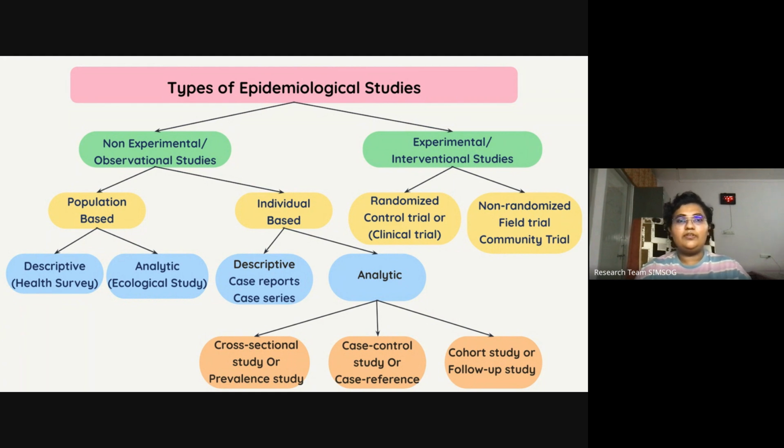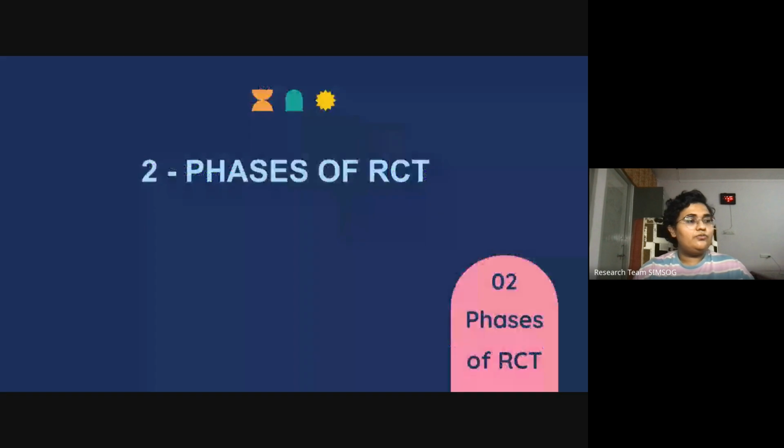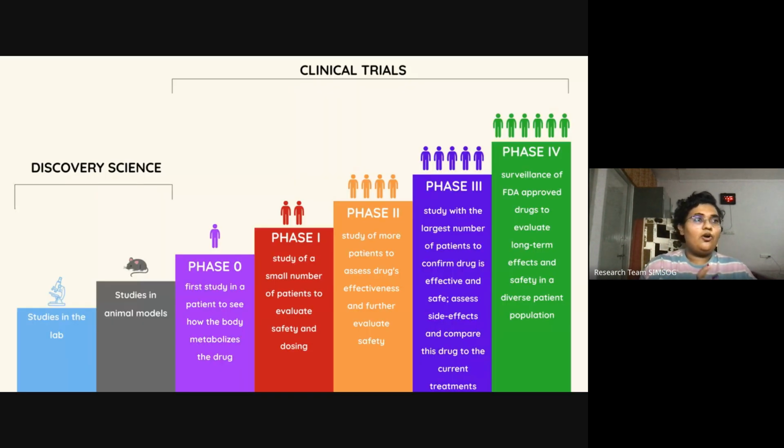Right? But now that we have had a brief refresher on the types of cohort studies, we can move on to the phases of randomized clinical trials. Right? From the beginning of the discovery of a medical compound to its widespread distribution, there are lots of phases that a drug takes.